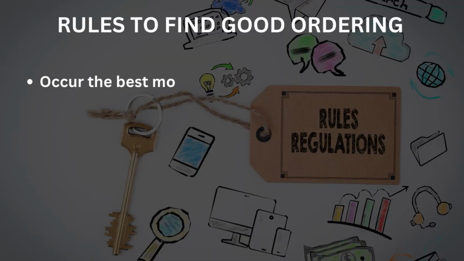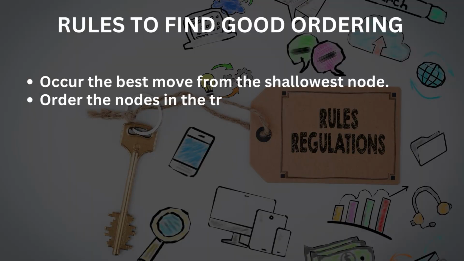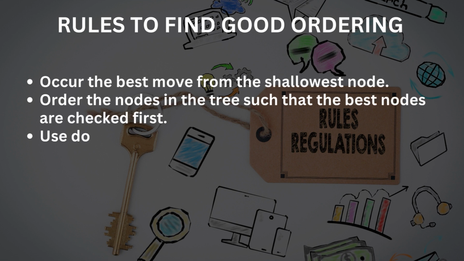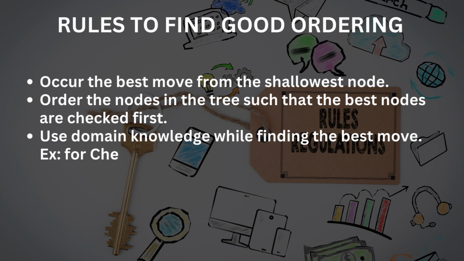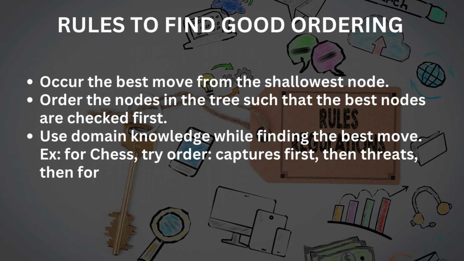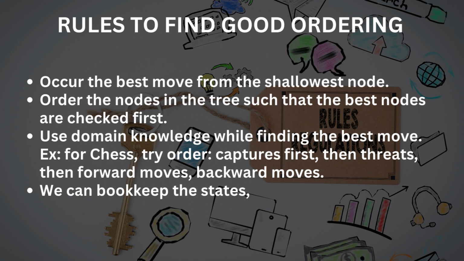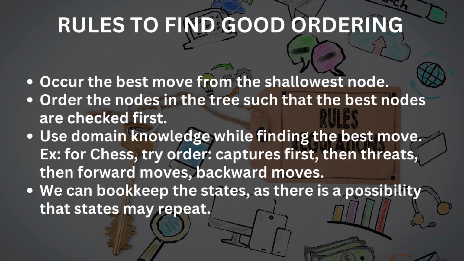So, now we have some rules to find good ordering. Following are some rules to find good ordering in alpha beta pruning. Occur the best move from the shallowest node. Order the nodes in the tree such that the best nodes are checked first. Use domain knowledge while finding the best move. For example, for chess, try order: captures first, then threats, then forward moves, backward moves. We can bookkeep the states, as there is a possibility that a state may repeat.